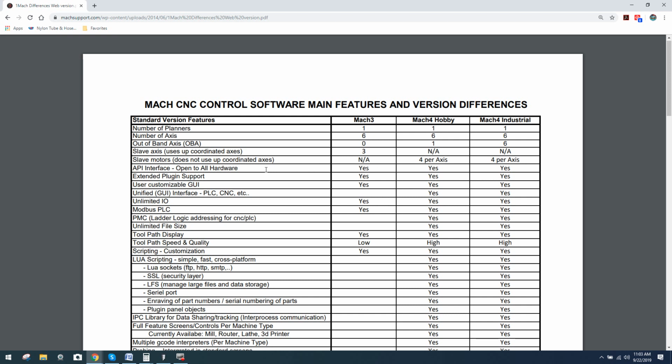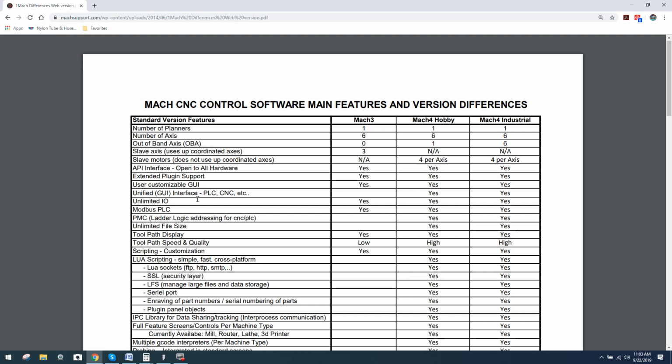Moving on, you can see we've got our API interface. Open to all hardware: yes, yes, and yes. That's the beauty of using Mach3 and Mach4, is the fact that, once again, it's non-proprietary in the sense that whatever hardware you're using, you're generally going to be just fine if we're dealing with step direction signals. Over here, extended plugin support, they all support that. User customizable GUI, they all support that.